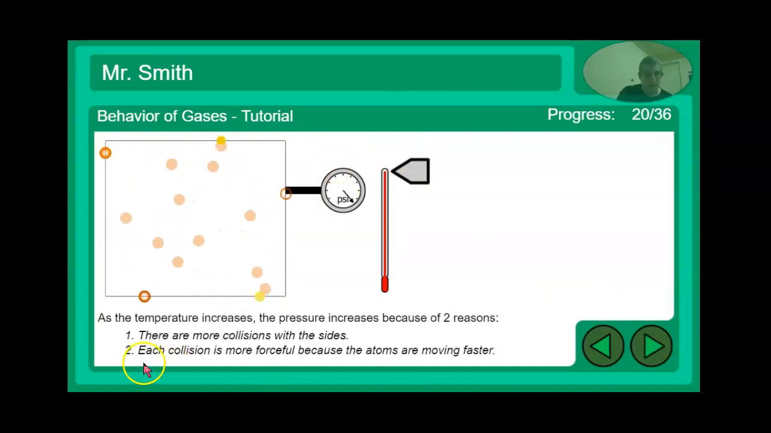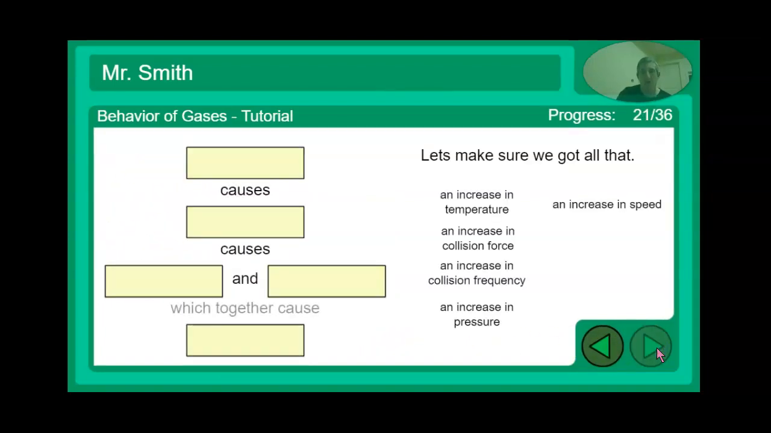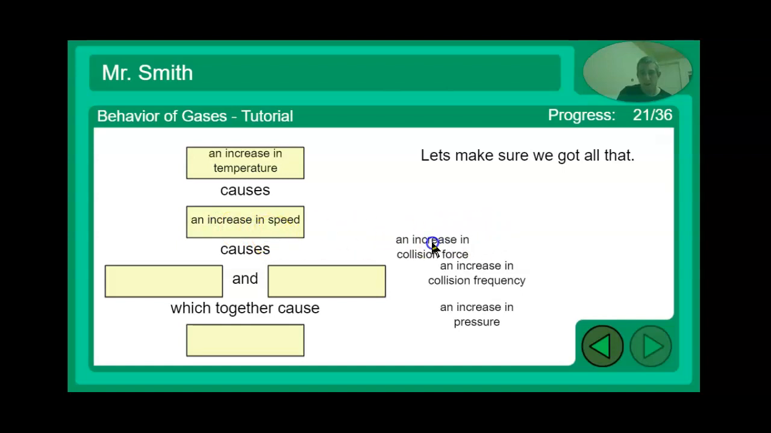So we're going to try to come up with these two statements. There are more collisions with the sides. Each collision is more forceful because the atoms are moving faster. So here's a bit of a drag and drop. As we increase the temperature, that causes an increase in speed. And that does two things. Increase in the collision force. It'll go there.